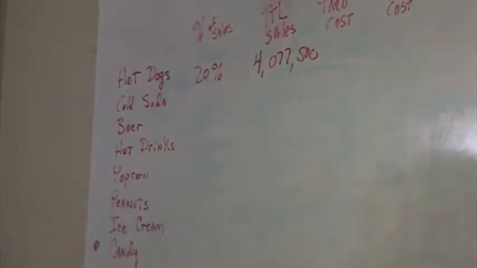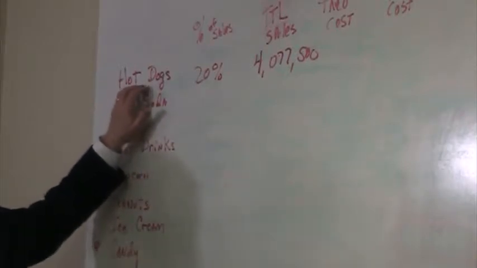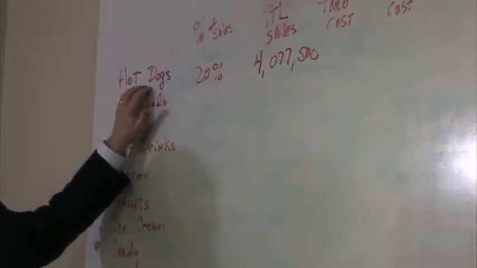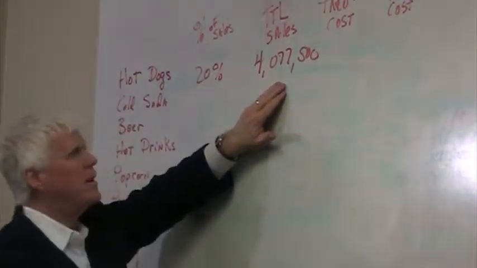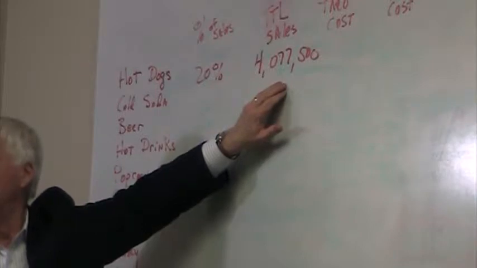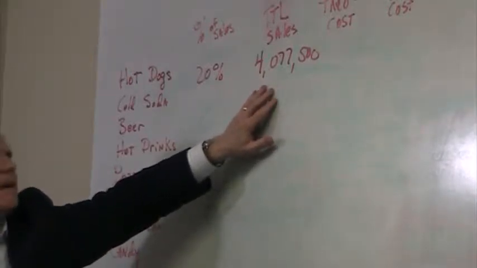Now, that goes under the dollar amount. We know from historical data that 20% of all the sales come from hot dogs. What are total sales? Total sales times 20% equals 4,077,500. You're looking for X, because to get the percentage you divide, but not in this particular case. That's why it's the opposite, because you're finding X.